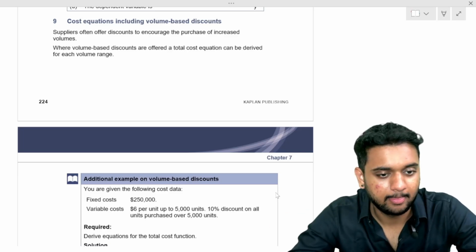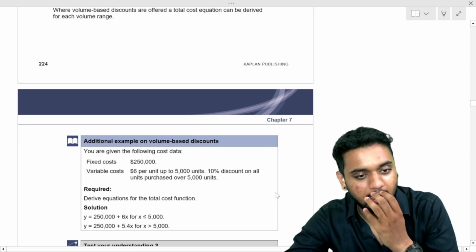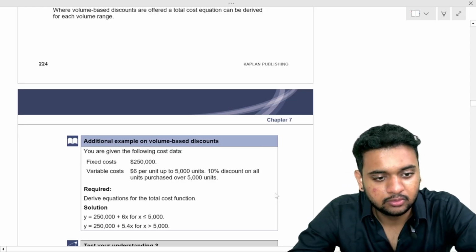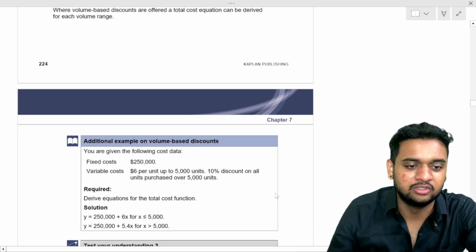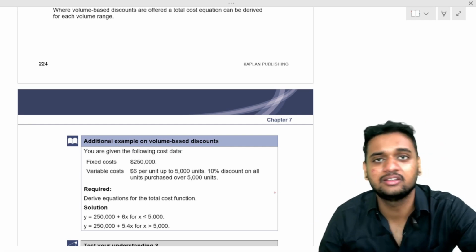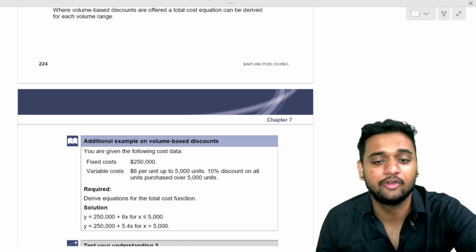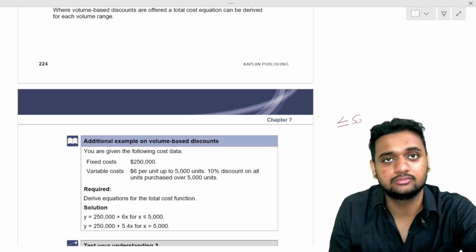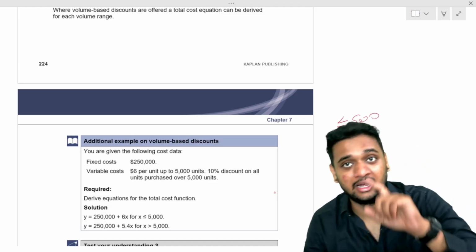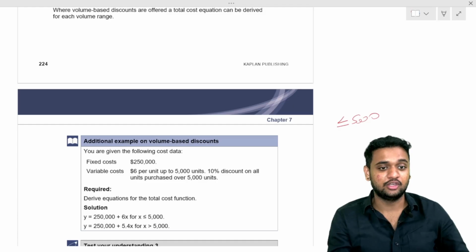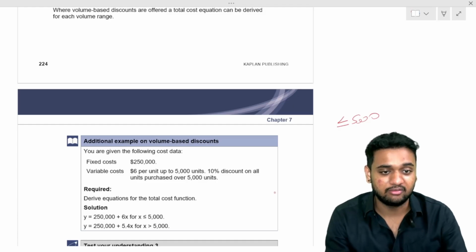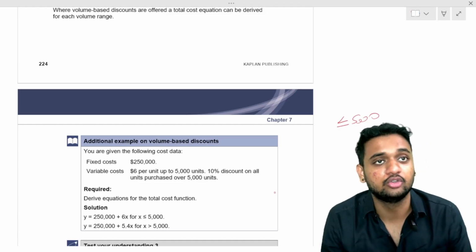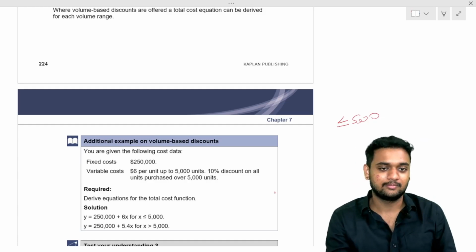Found out. There is nothing to calculate. What is the equation? 2,50,000 plus 6x if it is up to 5,000 units. Up to 5,000 means less than or equal to 5,000. You have to be very careful. In that you lose 2 marks. They'll ask an MCQ, and in the less than or equal to you lose 2 marks, because it's clearly given up to 5,000 units, which means it includes 5,000 units also.